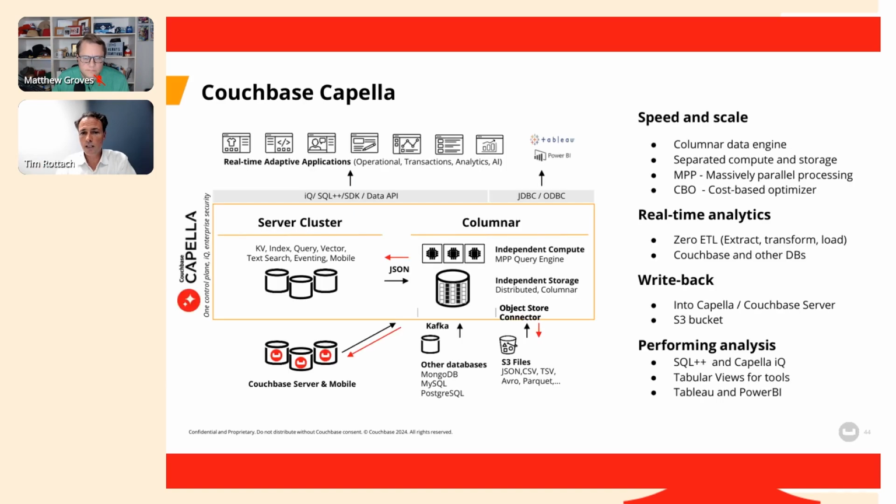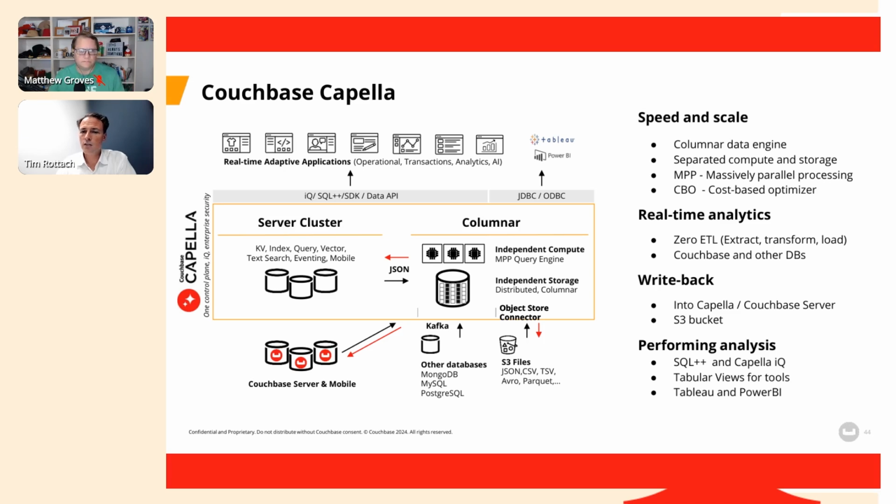If we look at it from an architecture standpoint, it looks a little bit like this in our world. Within Capella, within a single control plane and a single security layer, you have your traditional server cluster for building your transactional and search capabilities within your application. And then zero ETL into Columnar, where we're separating compute and storage, which helps with scalability, performance and lowering TCO. The data is automatically converted into that columnar format.